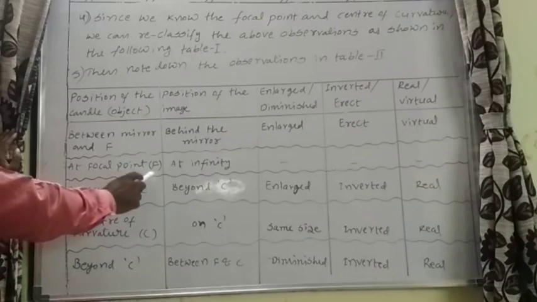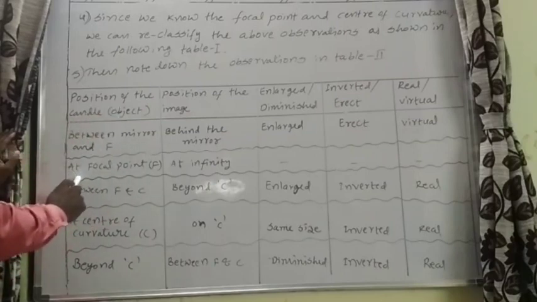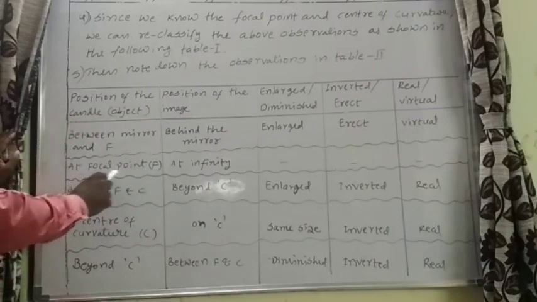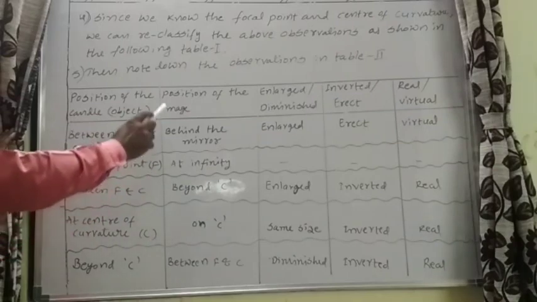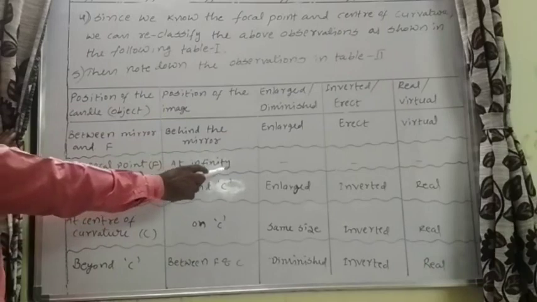At the focal point, the object is placed at the focal point. Object means the candle is placed at the focal point. The image is formed at infinity.